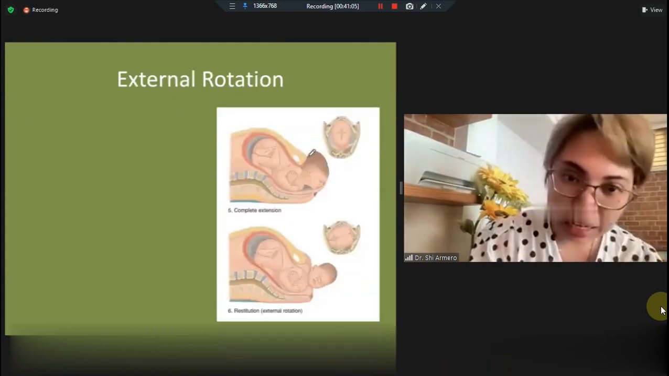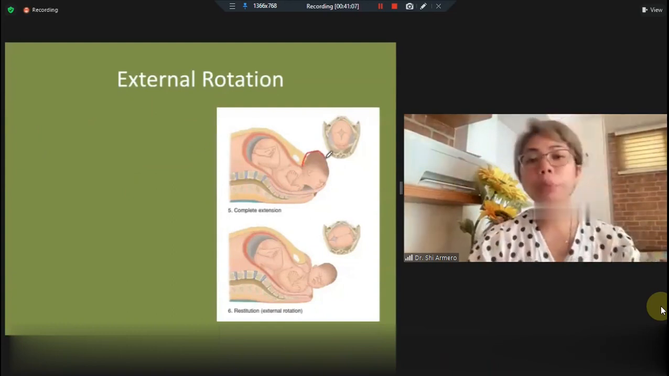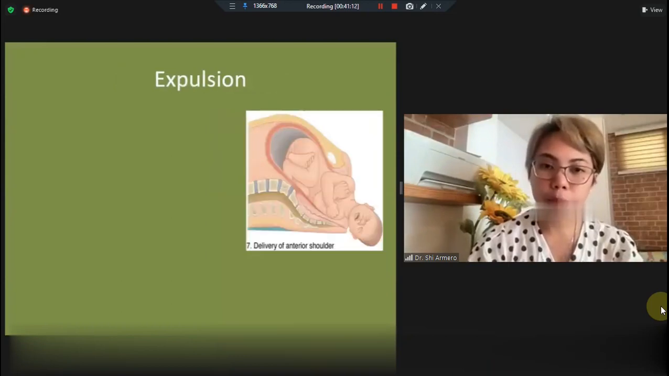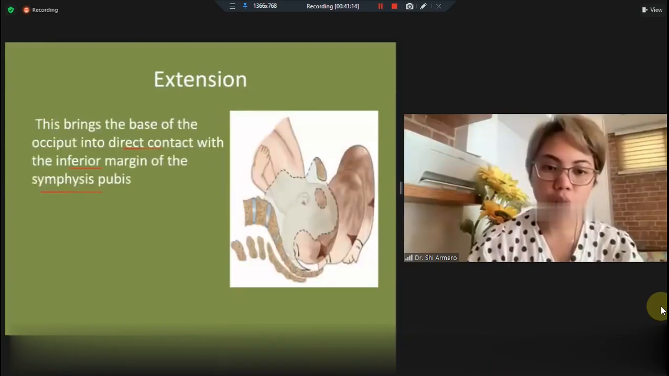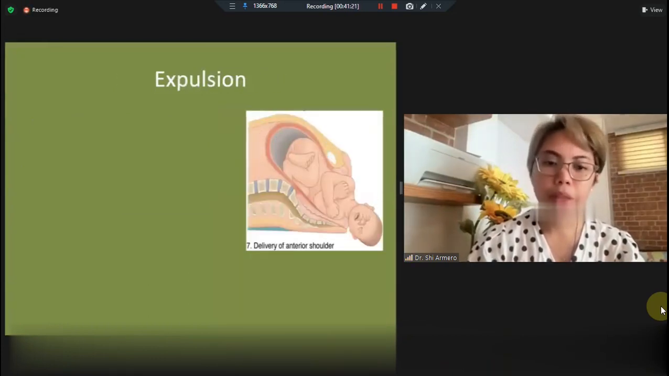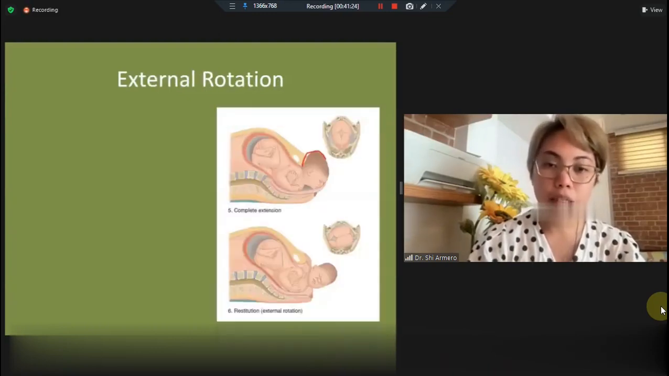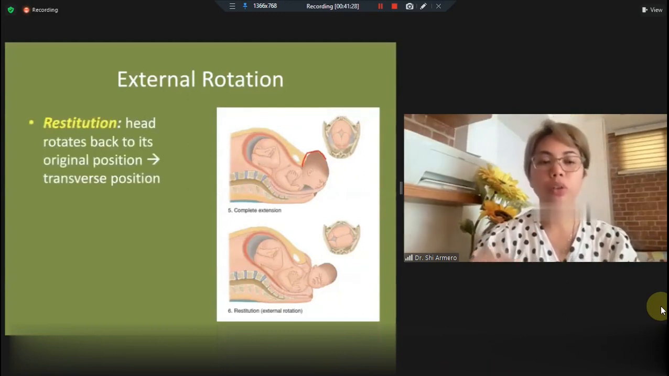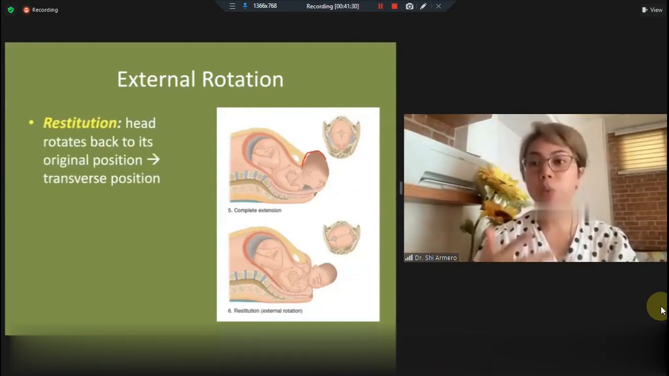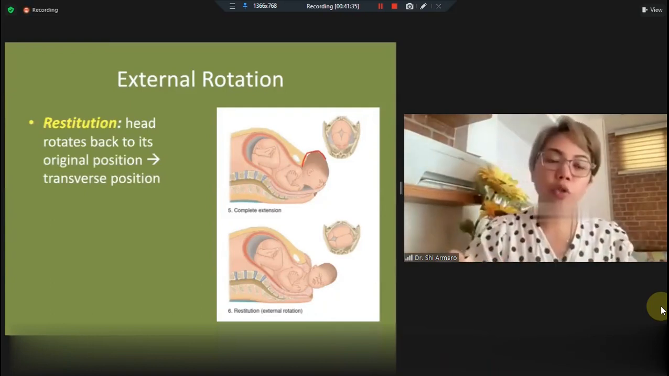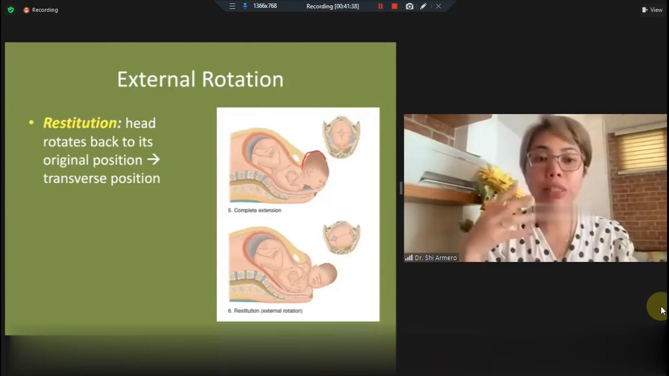So once the head is out, okay, you don't pull the head right away. You allow the head, because wala pang expulsion, no? After extension, may external rotation pa bago expulsion. So you do not pull the baby. After extension, nalabas na yung ulo, you let it externally rotate first. So restitution muna. If the original was LOT, let the head rotate back to the left occiput transverse position kahit nasa labas na yung head.